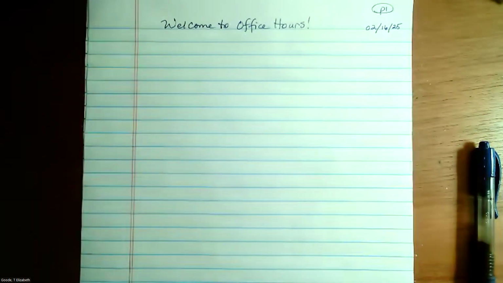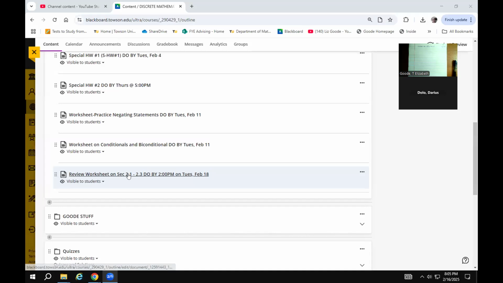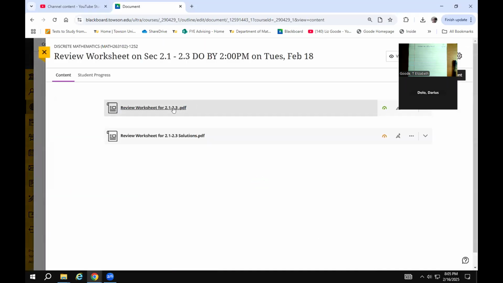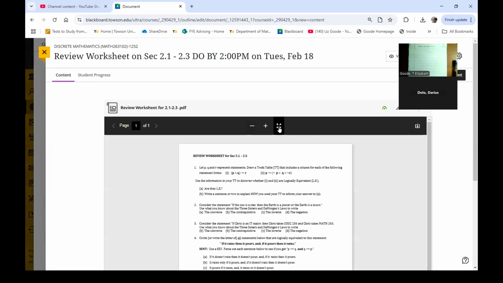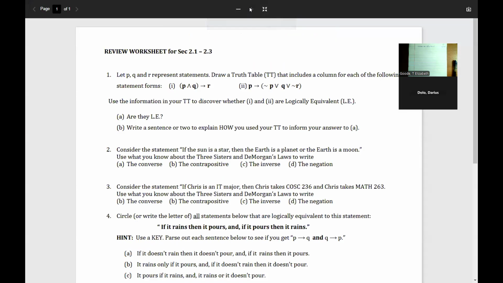Yeah, let's look at the review sheet together. I'll bring it up and share my screen once I've got it up. You mean review 2.1 through 2.3, measure change? Yes. Sure. All right, I'm going to share my screen, and we can look at this review sheet together and talk about these problems. Can you see it okay?